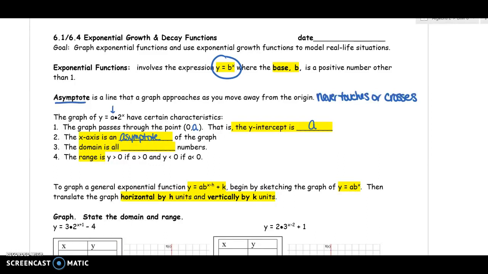Number 3 is the easiest part of all of today, the domain. Anyone? All real numbers. And remember that we can use the capital R with a double stem to represent real numbers.